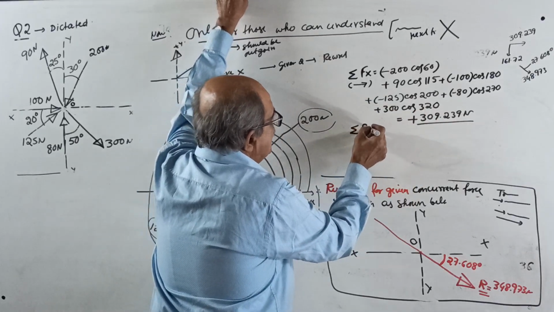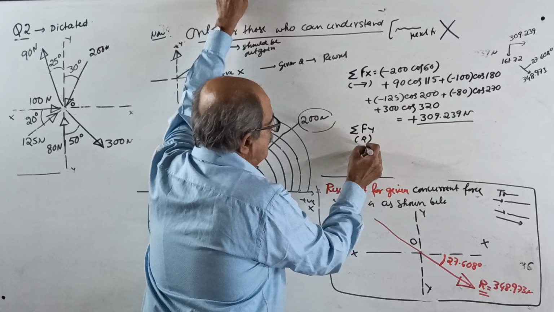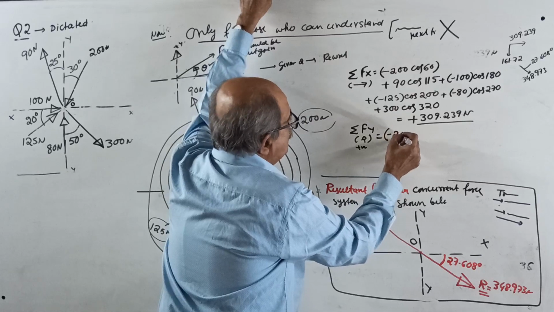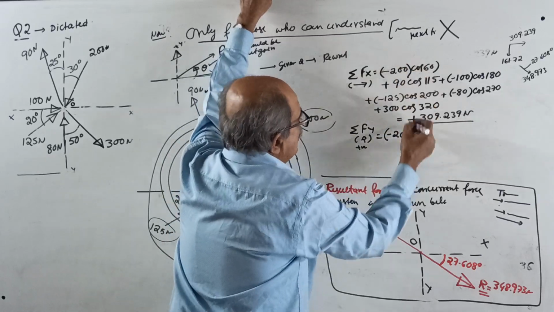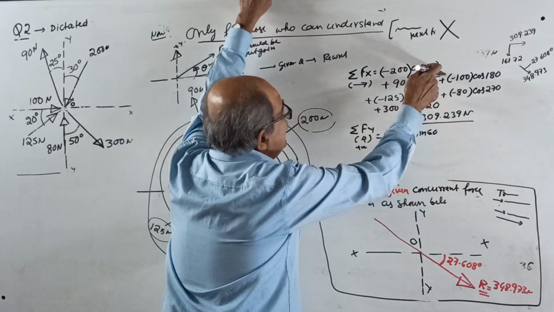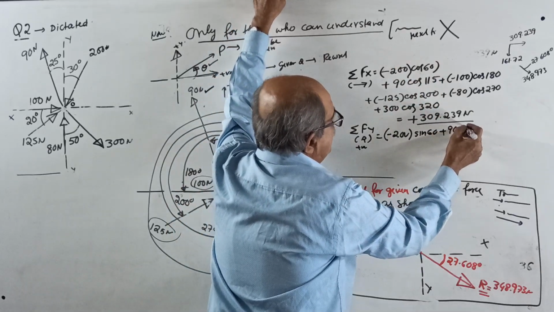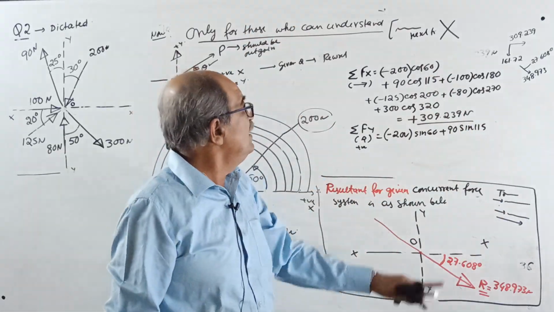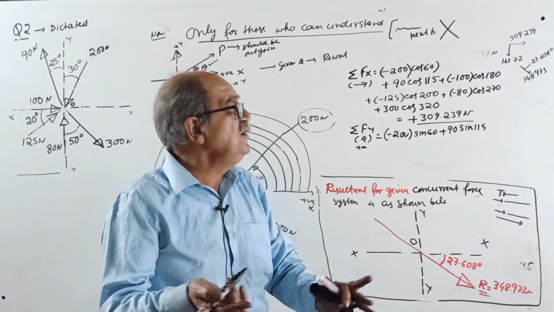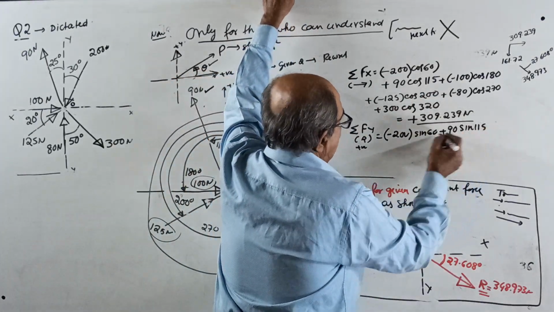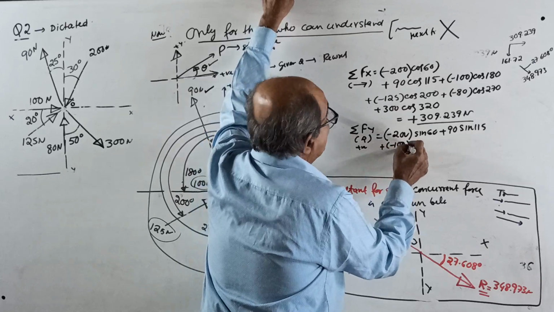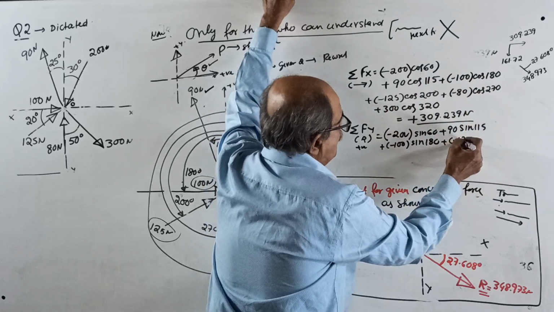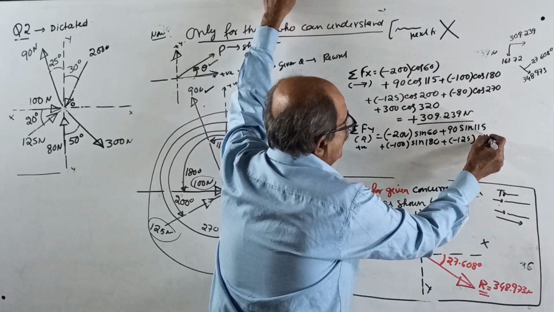Sigma Fy, upward positive, equal to: start once again, same way. Minus 200 sin 60, same thing repeated. Plus 90 sin 115. All the cos you make sin, that's all; the forces will be the same. Outgoing is positive, incoming negative. Then plus minus 100 sin 180, plus minus 125 sin 200.